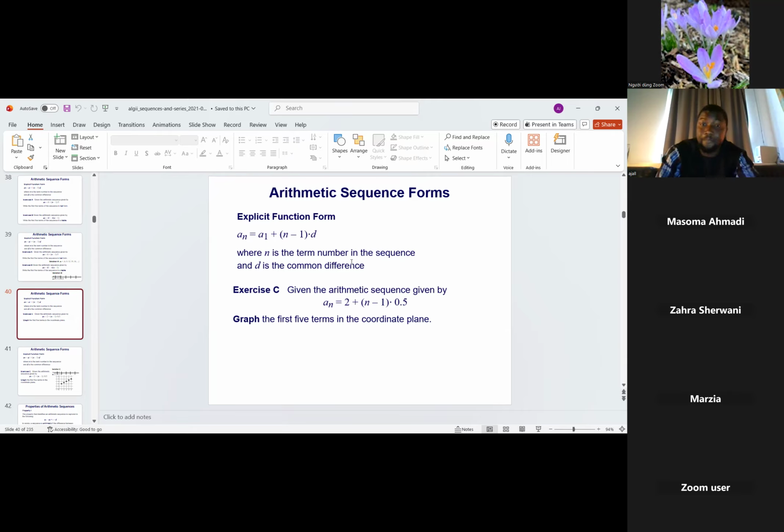That's the second term. So the third term is A3, and A3 will be equal to substituting n for 3. Put in the place of n, 3. Now, if you put 3 there, that will be 3 minus 1. And 3 minus 1 is 2. 2 times half, that's 1. 1 plus 2, that is 3. So you could continue like that to find the first 5 terms of the sequence.